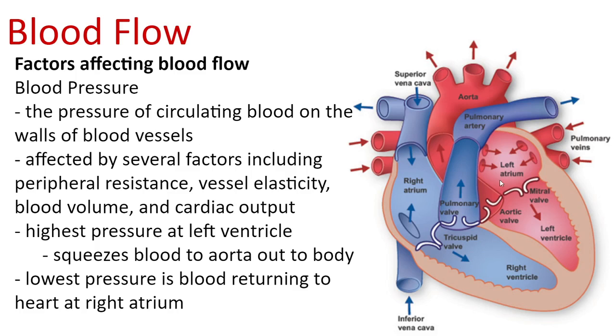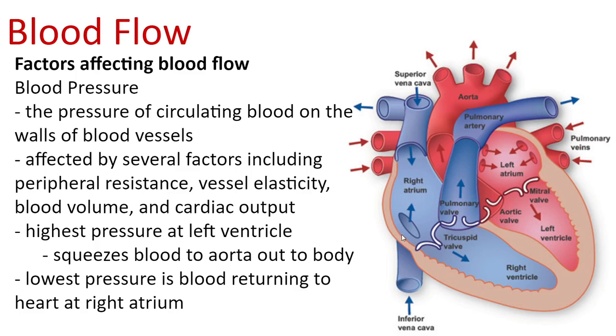And by the way, the highest is right here at the aortic valve in the left ventricle. The aortic valve gets a lot of punishment, and it's one of those things that can go bad fast. The highest pressure is right here at the left ventricle. It squeezes out into the aorta, so the aorta gets it. That's why it's so big, because it gets a lot of that pressure. The lowest pressure is right here in the right atrium.